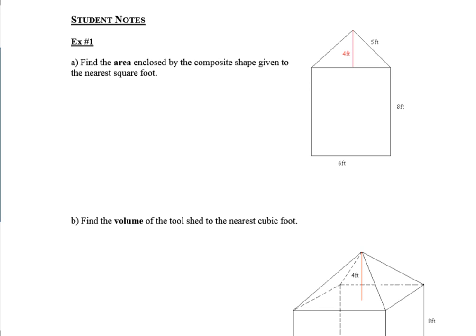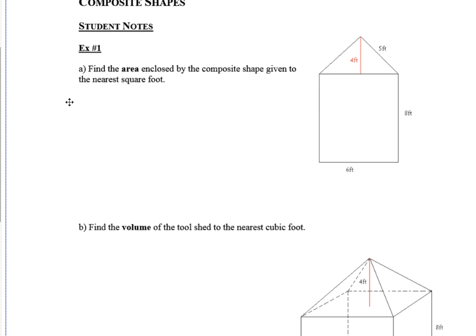Okay, so here we have two shapes. We have a rectangle and we have the triangle. Well, technically, you could do two triangles, or one large one. It's probably easier if you do one large one. With the rectangle, the formula for area is length times width, or base times height.